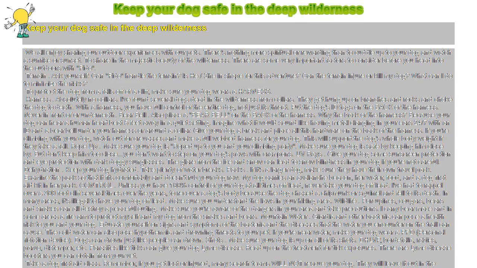Keep your dog safe in the deep wilderness. We all enjoy sharing our outdoor experiences with our pets. There's nothing more spiritual or rewarding than to cuddle up to your dog and watch a sunrise or sunset, to share in the majestic beauty of the wilderness. There are some very important factors to consider before you head into the outdoors with Fido.